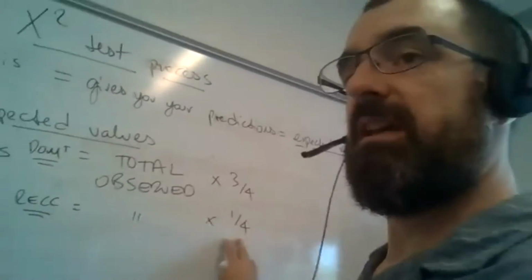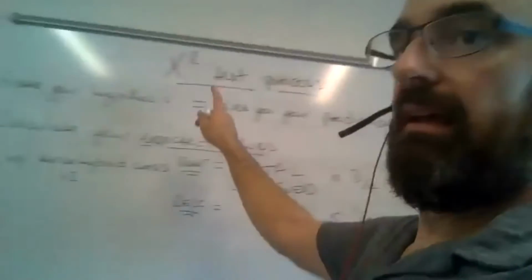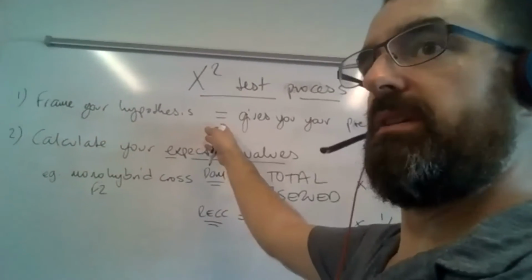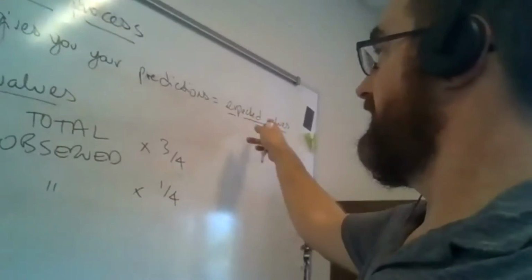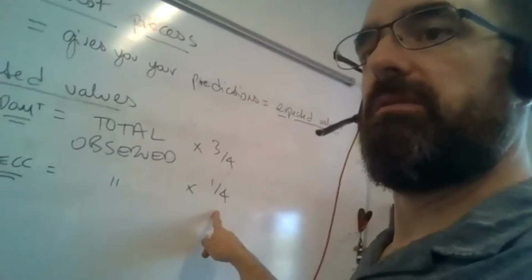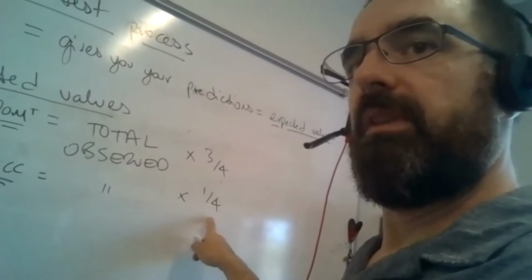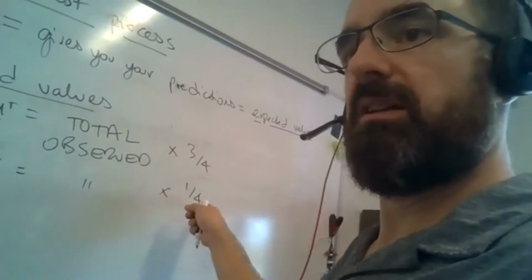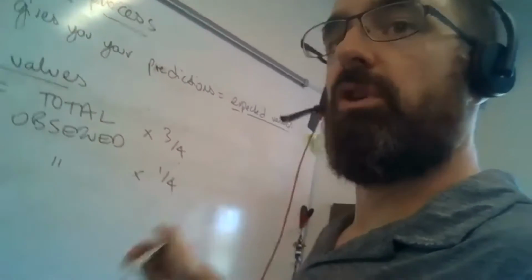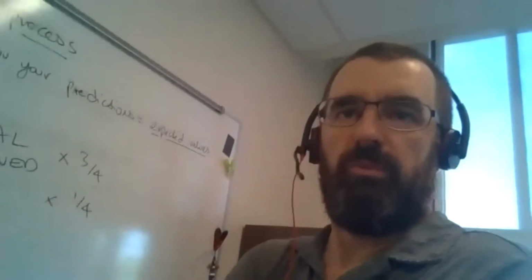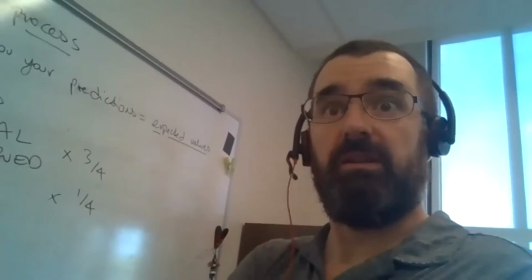And so you can see why it's so important to figure out what it is you're testing, like what your hypothesis is, because those fractions or predictions give you your expected values. And if your hypothesis changes, so do your expected values. So here's another way of thinking about it. I try and get you to think about this in as many different ways as possible when I have the time, because that's how I'll be testing you.